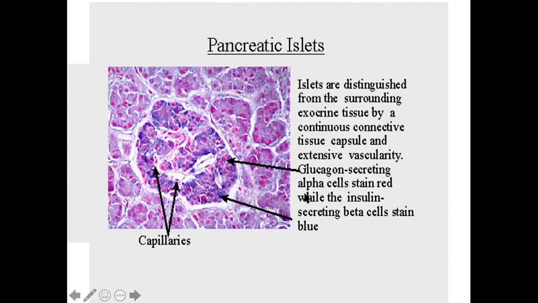So what you need to know, beta cells secrete insulin. Insulin decreases blood sugar, and when blood sugar is decreased, it goes inside the cells. If you find sugar in the urine, then you have diabetes. Sugar should almost never be in urine.